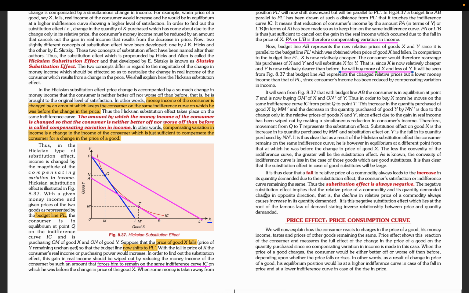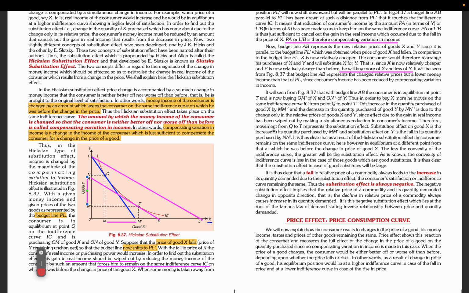Thus, in order to buy more X, he moves on the same indifference curve IC dash two from point Q to point T. This is the increase in the quantity purchased of good X by MM dash and the decrease in the quantity of Y by NN dash. It's clear that as a result of the Hicksian substitution effect, the consumer remains on the same IC.